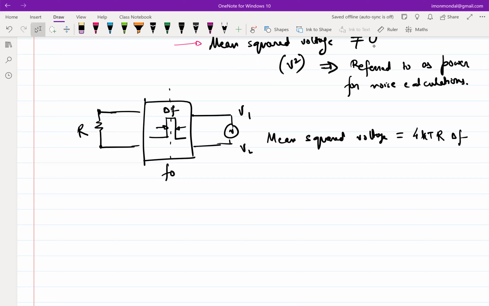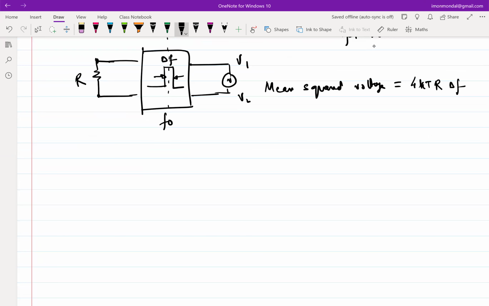the band pass filter, which essentially means that I can keep on reducing this delta F to an infinitely small bandwidth. It will still hold. It will become 4kTR times delta F, and then I can slide this delta F across, slide this F naught from 0 to infinity, right? So I can essentially decide this F naught can go from 0 to whatever infinite frequency.